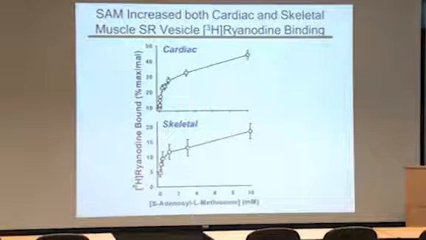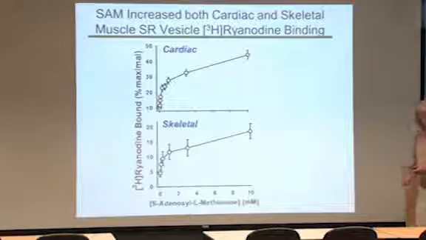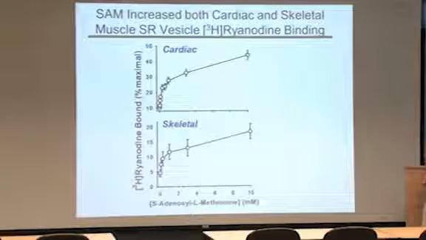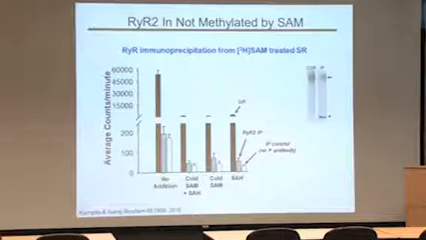So you see this ryanodine binding. If ryanodine binding goes up, it means you've got more channels open, with increasing concentration of SAM. This steep part of the curve corresponds to around the physiological concentration of SAM, but then it keeps increasing. Up to 10 millimolar was about as high as we could go. So we thought, hey, this is really neat. This would be a novel mechanism of regulating ryanodine receptors by methylation. Unfortunately, it's not the way it works.